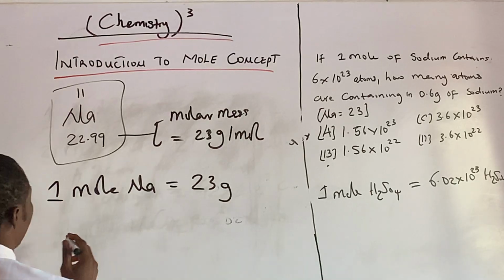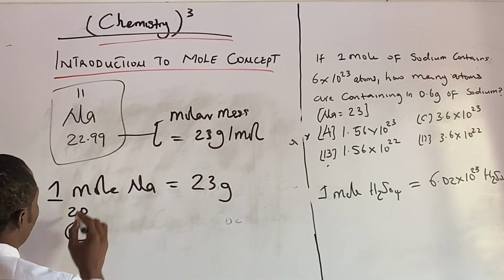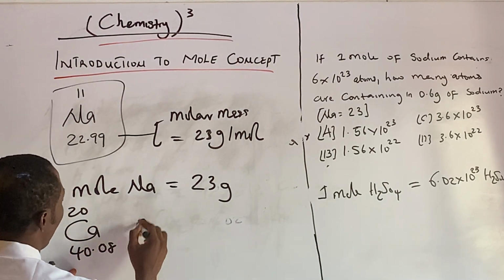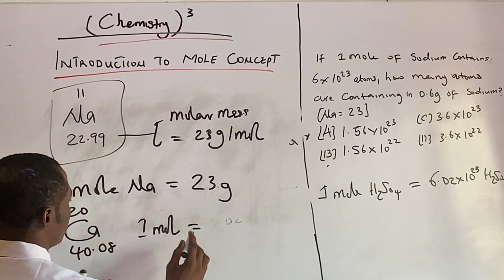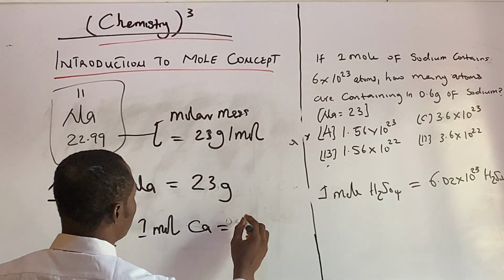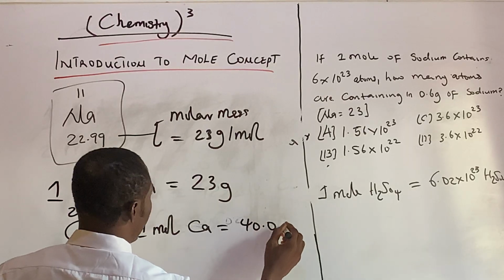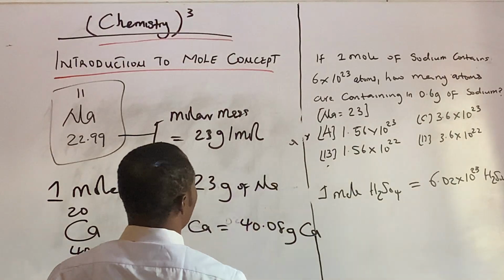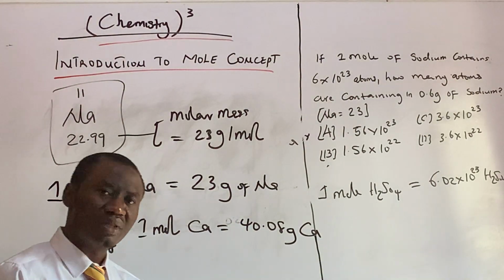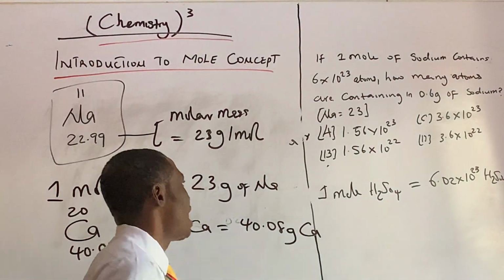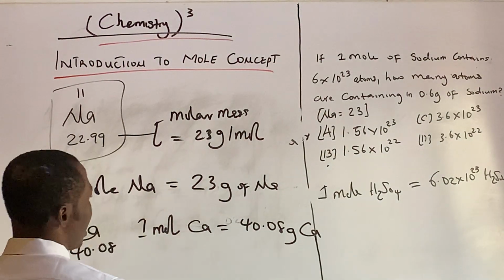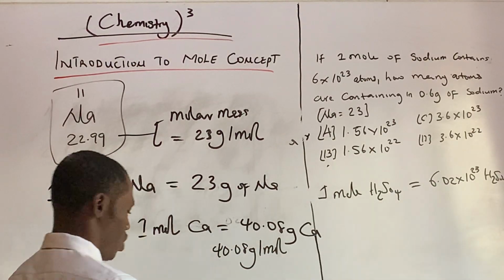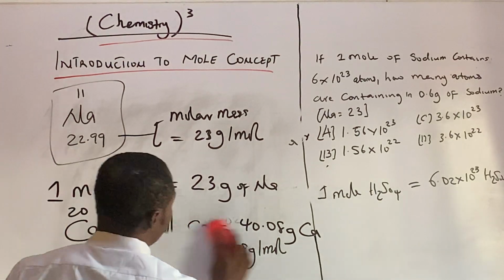Then I can have another one like calcium. Calcium has atomic number 20 and mass number 40.08. Now, 1 mole of calcium is equivalent to 40.08 grams of calcium. All right, now you have understood this. Let's move to the next thing. Now we can say that the molar mass of calcium is 40.08 grams per mole.